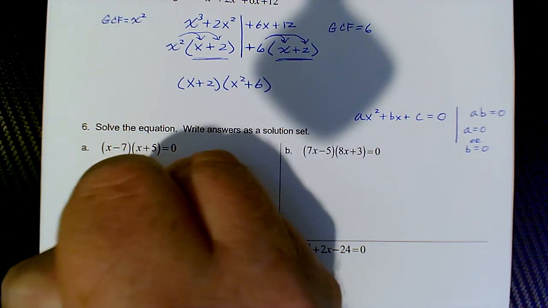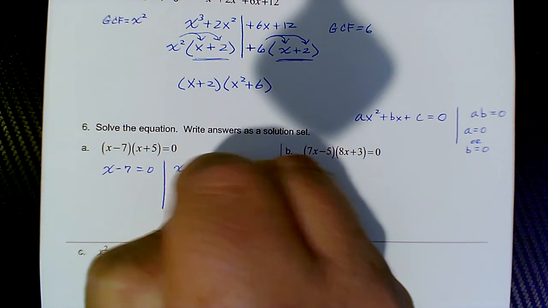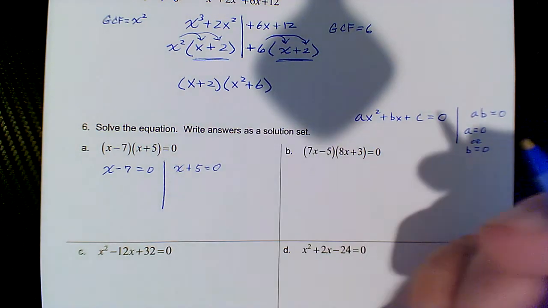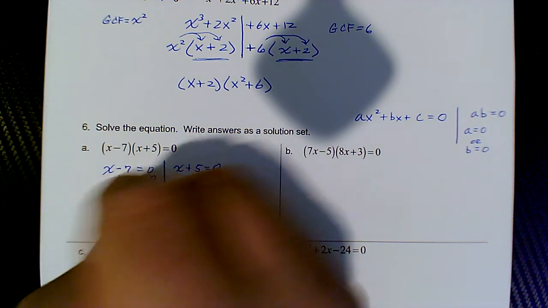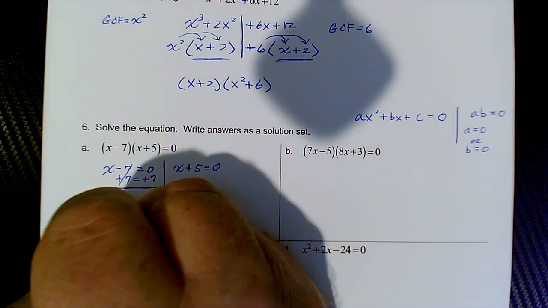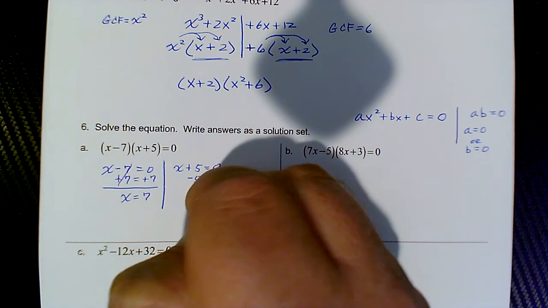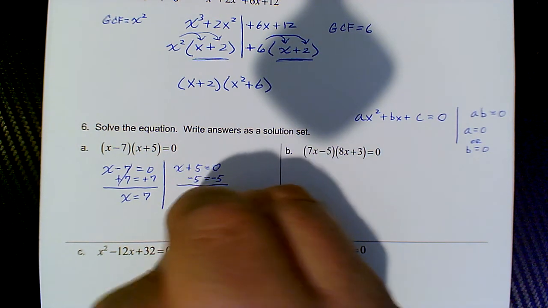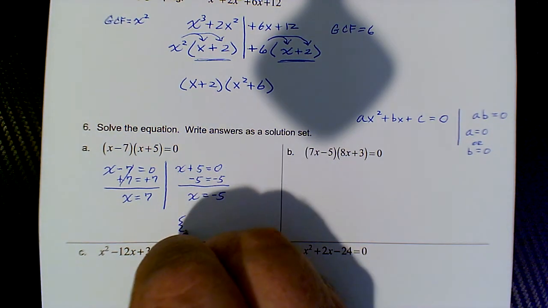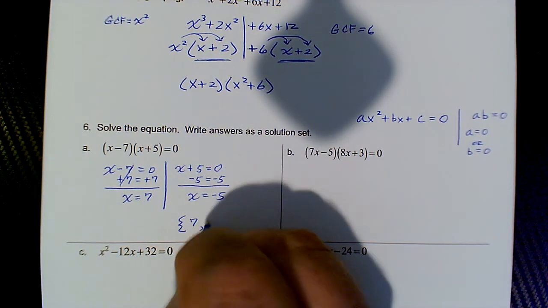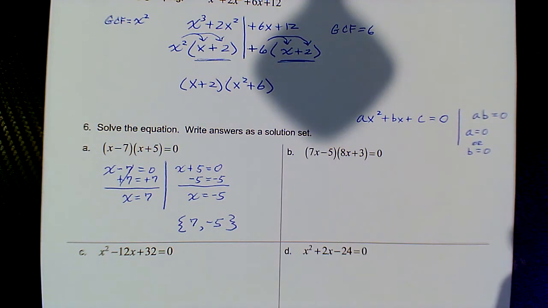So x minus 7 is 0, and we typically draw a line and then set x plus 5 equal to 0. So notice how now we have two linear equations, and we solve each of those. Here we'll add 7 to both sides, and we get that x is 7. Similarly here we'll subtract 5 from both sides, and we get that x is negative 5. So as a solution set, 7 and negative 5. No particular order, you could list negative 5, 7 as well.